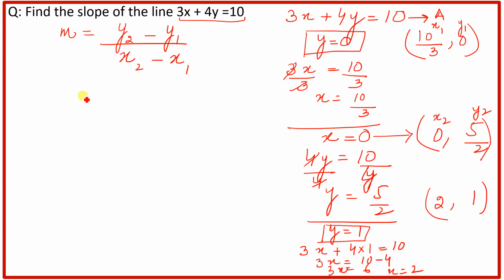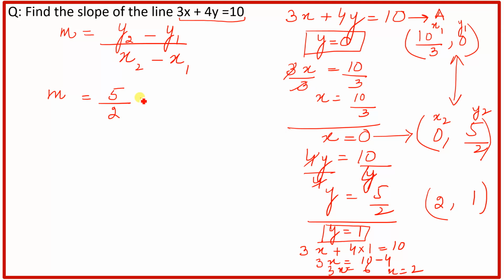Question is, we have to find out the slope m. So y2 and y1. You can take any two solution sets. In the first example, I am considering these two. So this is y2.